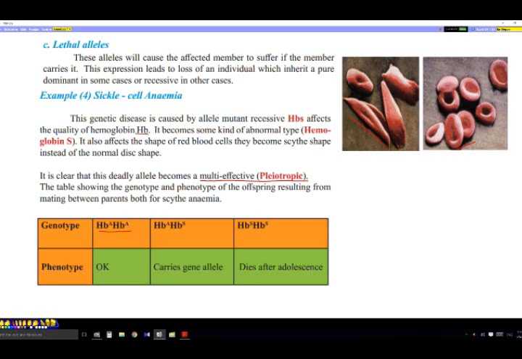So the pure normal hemoglobin organism is normal. The hybrid organism carries the abnormal or lethal allele hemoglobin S, but does not show it in its phenotype. So this kind of organism, we call a carrier. They only carry the gene, but do not show its effects. But the recessive alleles show their effect in case of purity, and the organism dies after adolescence.